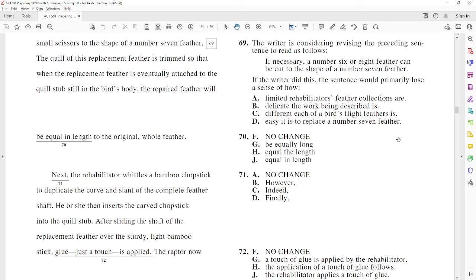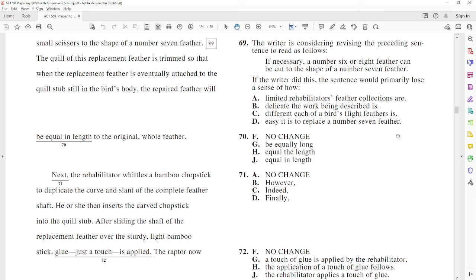It wouldn't be equal in length to the original without the be. So we need the be equal in length to the original. We wouldn't say equal in length to the original. We'd say will be equal in length to the original. So that's why F is right and J is wrong. Again, we could fix J. I mean, you can't do it on the test, but we'd have to say something like will equal the length.